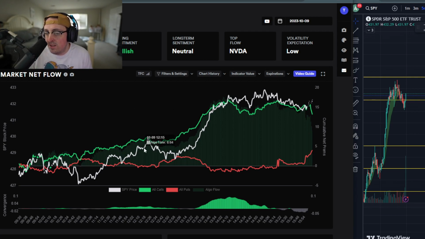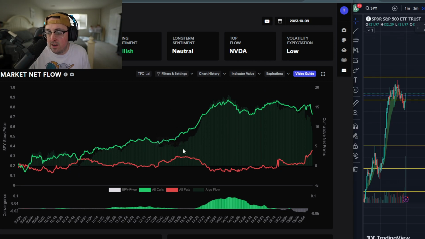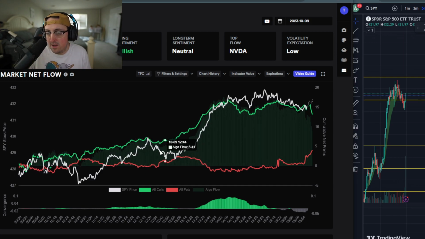But this white line is just so we compare market net flow to the price of SPY, which is the S&P 500 ETF, and that's what this white line you see on this chart. It's just the price of SPY, so it has no correlation with the green or red line. The green or red line correlate together. That's the flow, and then the white line here is just the price of SPY. So don't confuse yourself when you're looking at this chart. It's just to see kind of where SPY is moving on the chart.